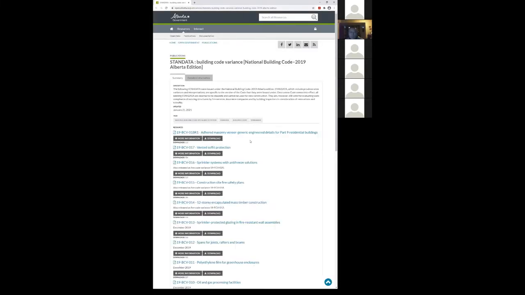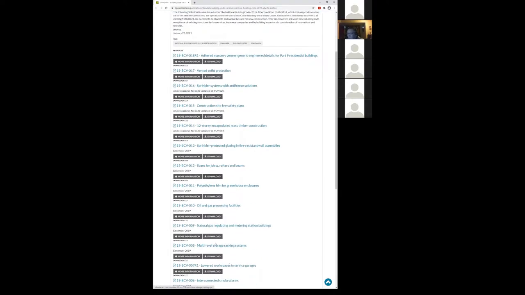They're interconnected, so all alarms will sound. And in the Standata, 19 BCV 006 for interconnected smoke alarms. They used to say the devices shall be wired so they all will sound. Wired interconnected. And we interpret that, as in the standard for smoke alarms, the definition of interconnected is that they will all sound.